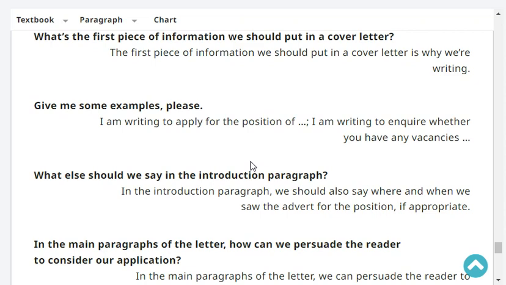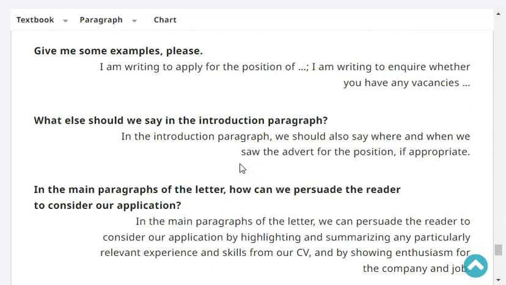I am writing to apply for the position of. I am writing to inquire whether you have any vacancies. Very good.